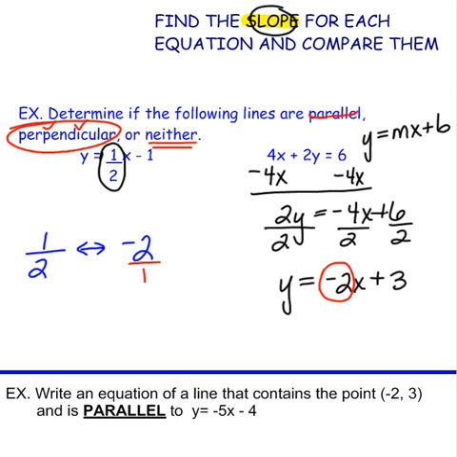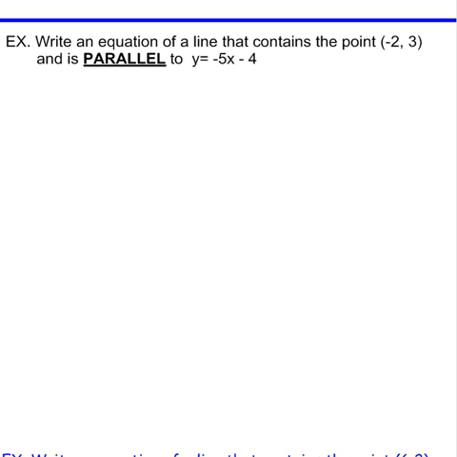So what if I wanted something like this? Write an equation of a line that contains the point -2, 3 and is parallel to y equals -5x minus 4. So I'm getting real specific with you now. Okay, we know we want the equation to be parallel, and we know we want it to go through this point.